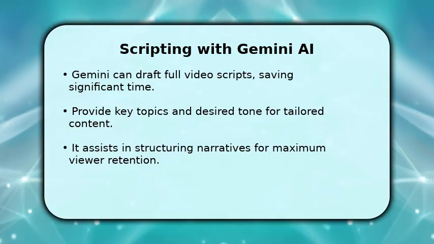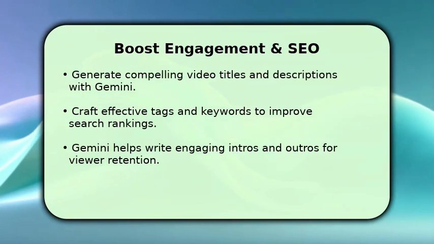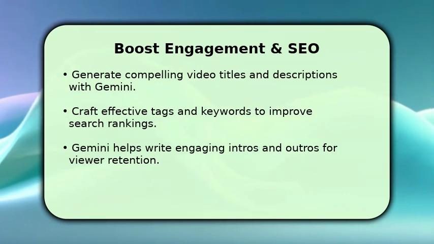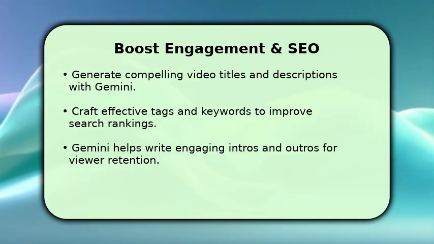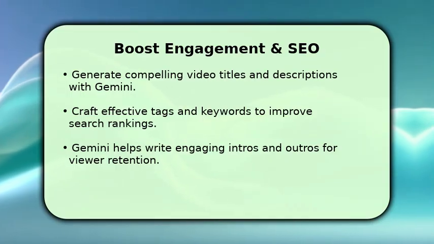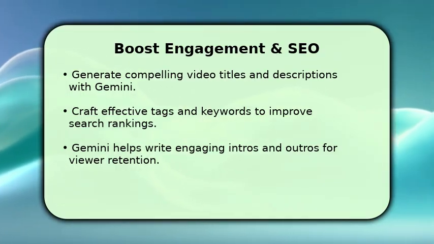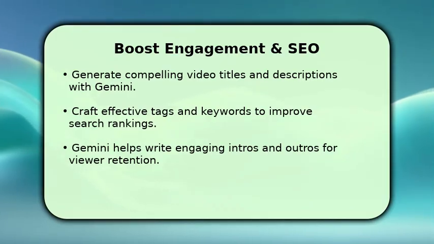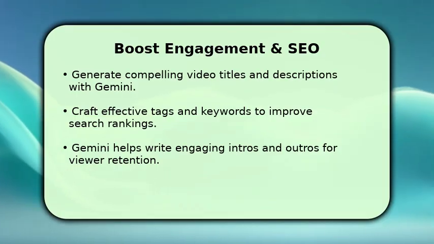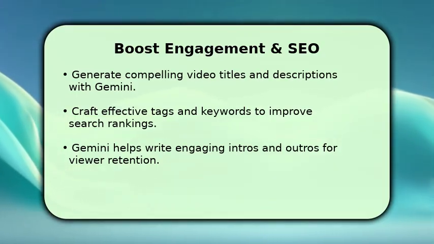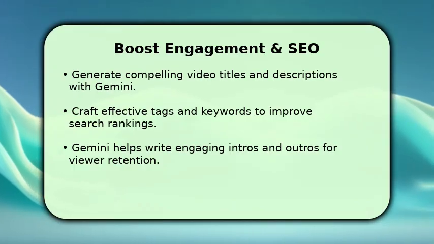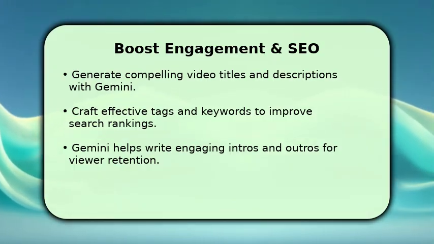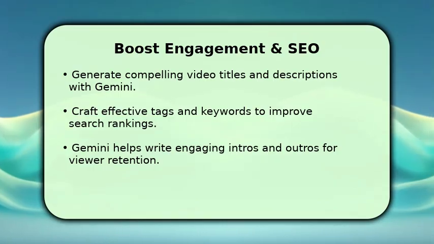to build upon. After your script is ready, use Gemini to optimize your video for engagement and search. Ask it to create 3 to 5 catchy titles that include relevant keywords. Then, prompt it for a detailed video description, incorporating key phrases for better search engine optimization. Gemini can also suggest a list of 10 to 15 effective tags, significantly boosting your video's discoverability on the platform.